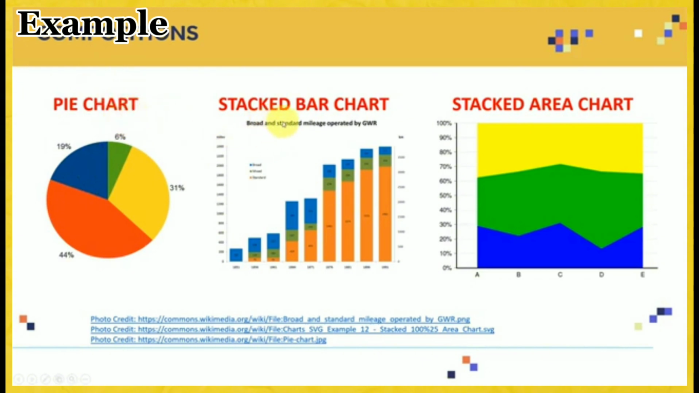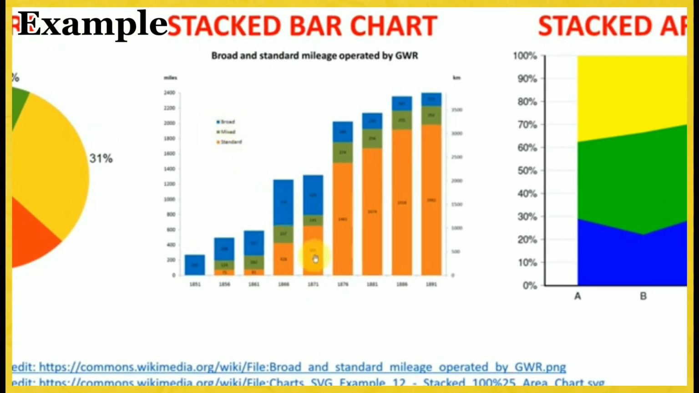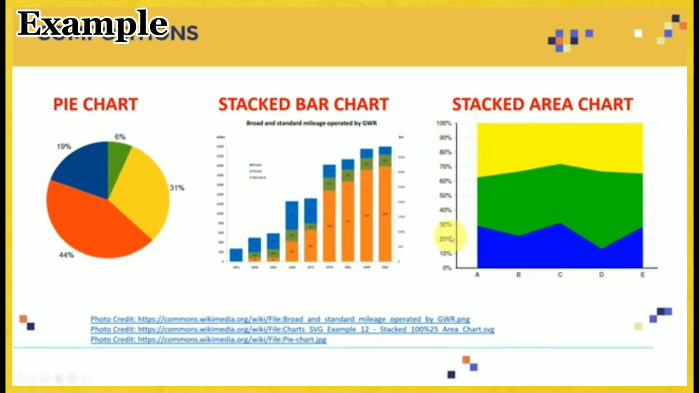I can also use a stacked bar chart like that. Over the years, I can stack on top of each other, let's say, broad, mixed, standard, so I can see different compositions within one year. I can also see a stacked area chart, so I can stack the different variables in an area fashion. As you can see here, I have a blue zone, green zone, and yellow zone as well.